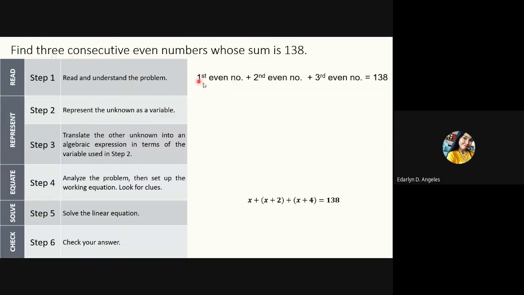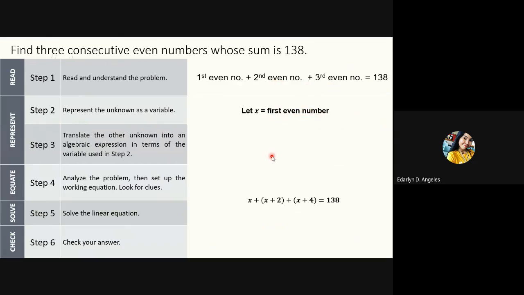So we have here the first even number plus the second even number plus the third. The sum or the result should be 138. Okay? Next, represent our unknown value as a variable. So let us represent our first even number as our x. Since we don't know any of these even numbers, let's just represent the first one for us to be able to solve the second and the third.